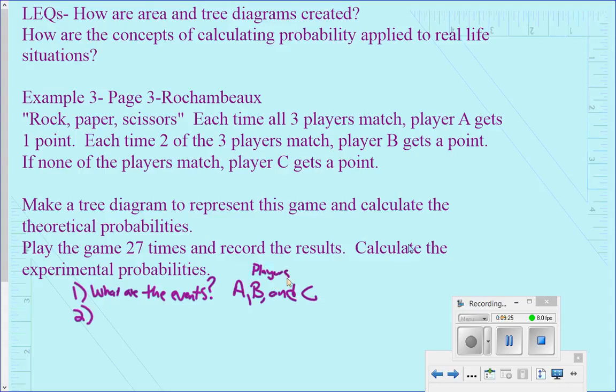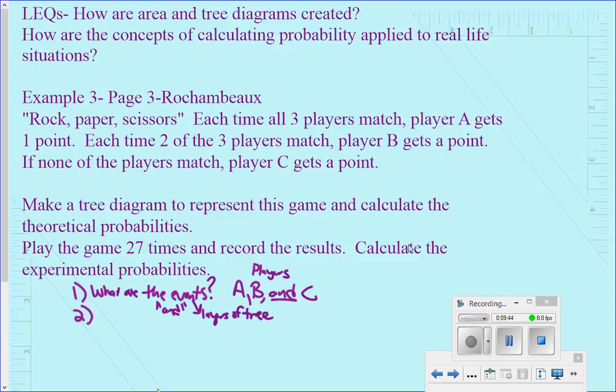A lot of times you can easily identify the events by the word "and." The events usually are separated with "and." So "and" is your keyword. And once you've figured out what the events are, they become the layers of the tree. And I'll explain more what that means in a moment.